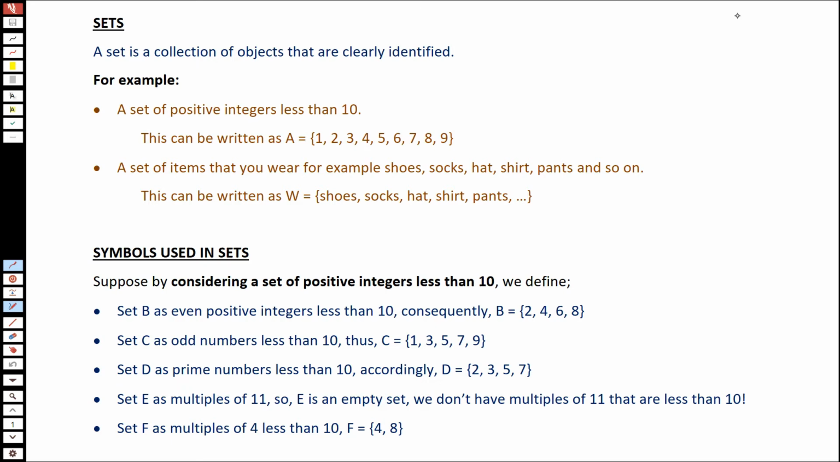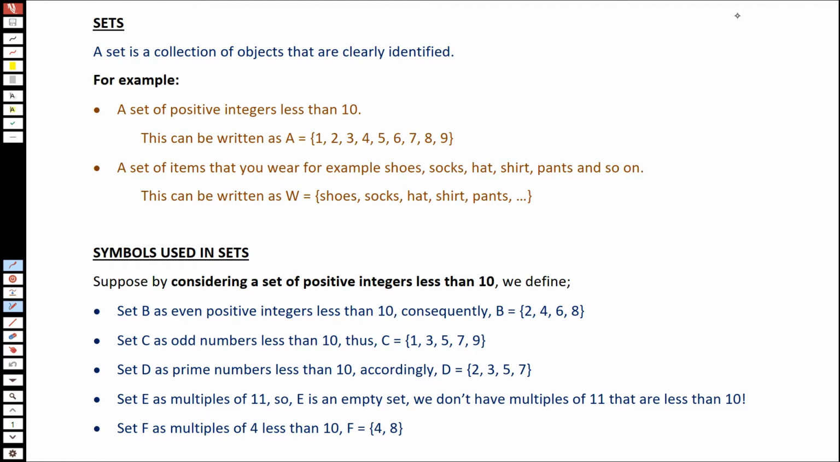So a set is a collection of objects that are clearly identified. These could be numbers or they could be items that you just use every day. For example, what you wear. That could be shoes, socks, hat, shirt, pants, and so on. And we can represent this in set notation.